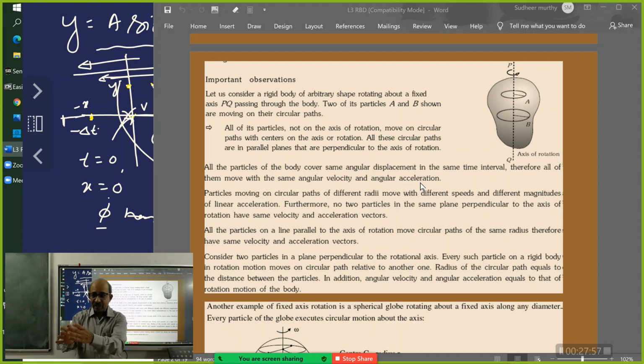But the distance moved by this particle, the tip, is more. The distance moved by this is less. So therefore, theta by t is common to all the particles, but the distance moved, dl by t, is not constant. Therefore, angular velocity and angular acceleration are the same for all the particles, but linear velocities and linear accelerations are different. I hope these differences are clear. Good.